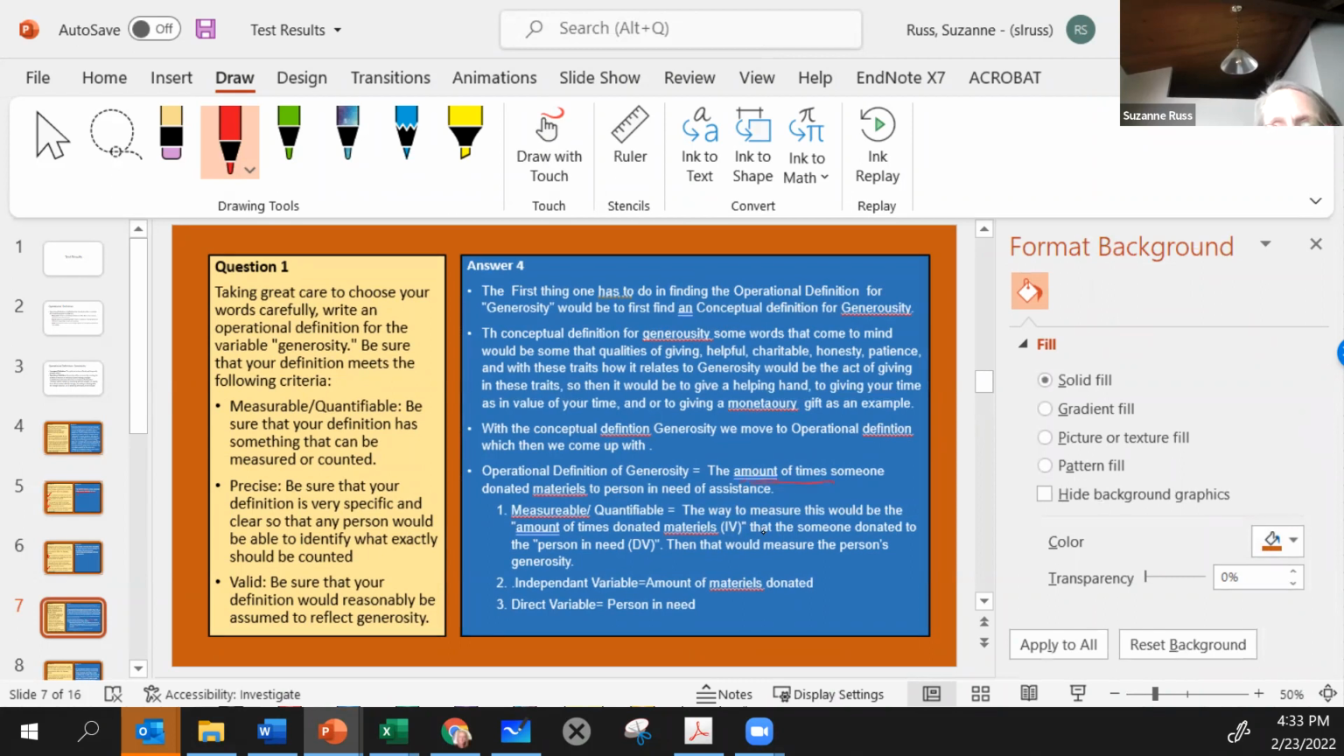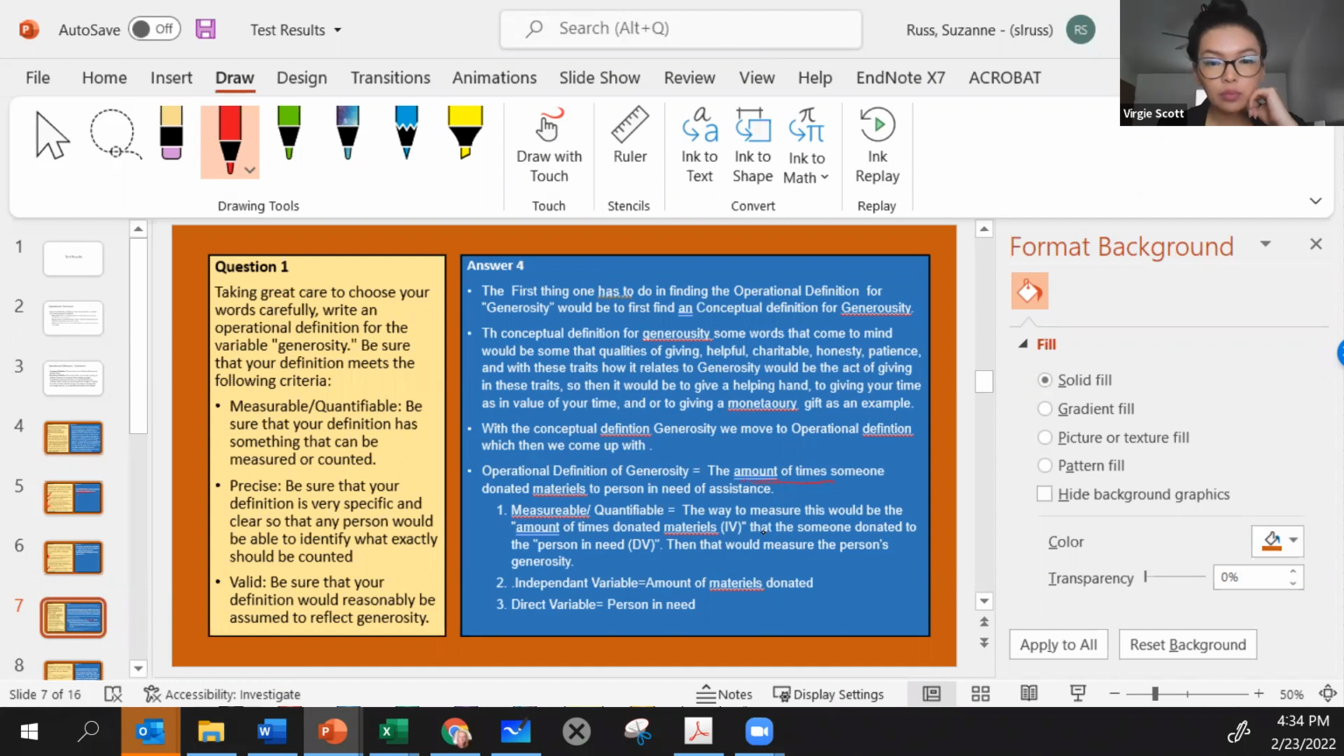Do we know what we're observing? Or is it precise? Donating materials? Yeah, I think we're getting close. I think we'd need to know in what time frame, like over the course of a year, or are we talking about during a food drive? I think we need to know the parameters of this, like a week-long period. What am I actually going to be counting? So we need a little more precision on this.